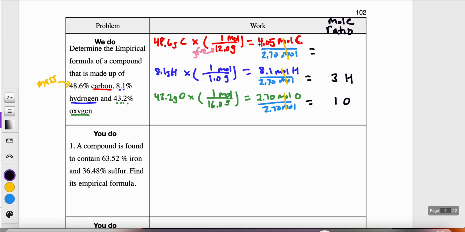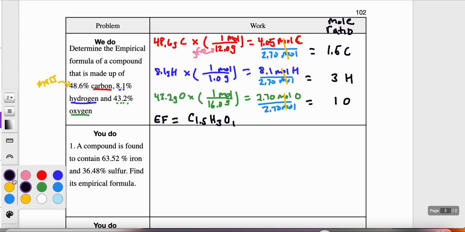Do the math for carbon. 4.05 divided by 2.70 indicates that we have 1.5 carbons present. And we use this mole ratio as the subscripts. So my empirical formula, based on the calculations, is carbon 1.5, hydrogen subscript of 3, and oxygen subscript of 1. But now we need to go back to the term empirical formula. So empirical formula, remember, is that lowest whole number ratio. Well, 1.5 is not a whole number.